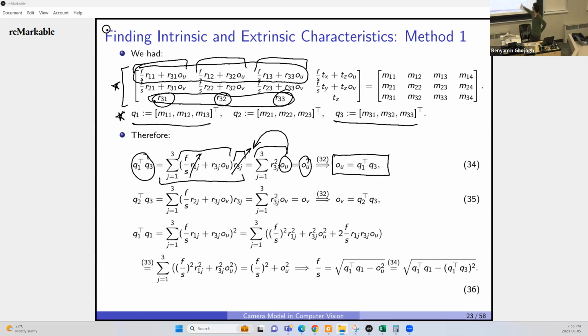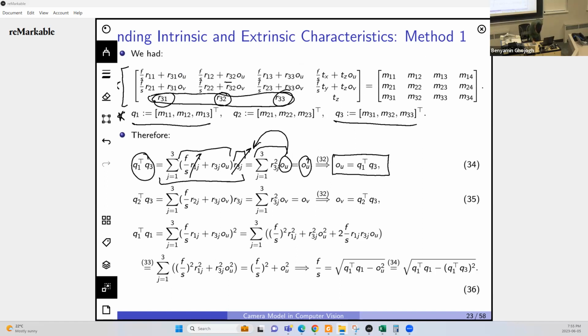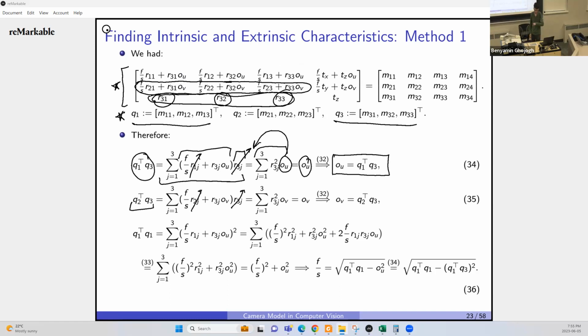Now let's see how we do it similarly for OV. We have Q2 transpose Q3. What is Q2? It's here, the second row. So for Q2 transpose Q3, I do it the same. These two, their inner product goes away, and I bring OV out of the summation. You will have OV only because the L2 norm of R3 is 1. Then OV is Q2 transpose Q3.